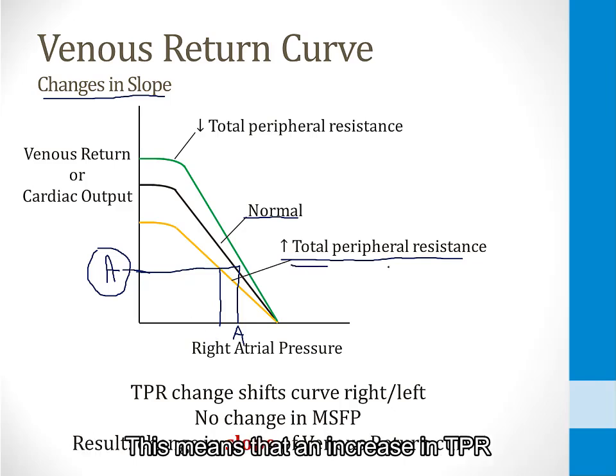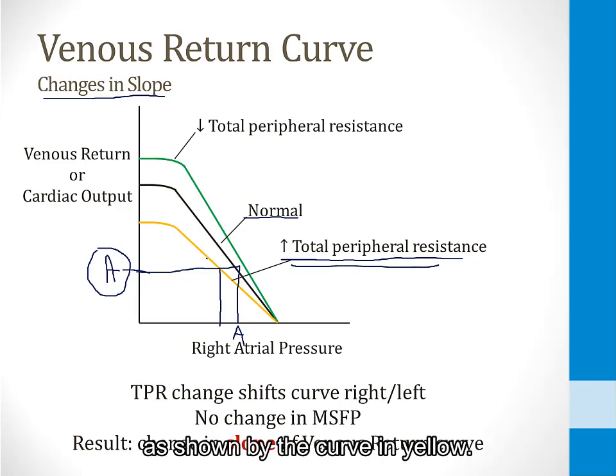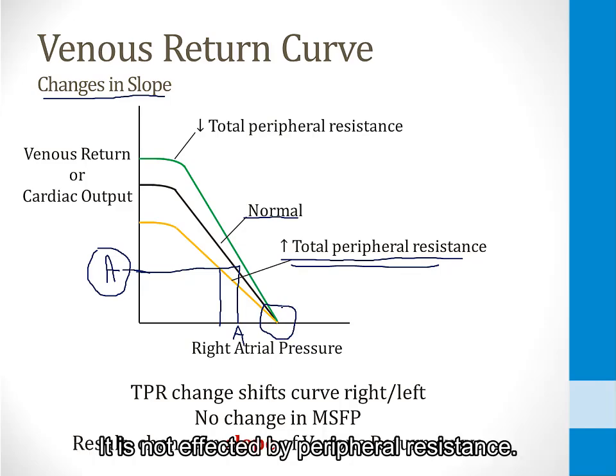This means that an increase in TPR will shift the venous return curve to the left, as shown by the curve in yellow. The rise in TPR, however, cannot move the MSFP. Remember, that is the pressure if the heart stops. It is not affected by peripheral resistance, and therefore it stays the same as under normal conditions.